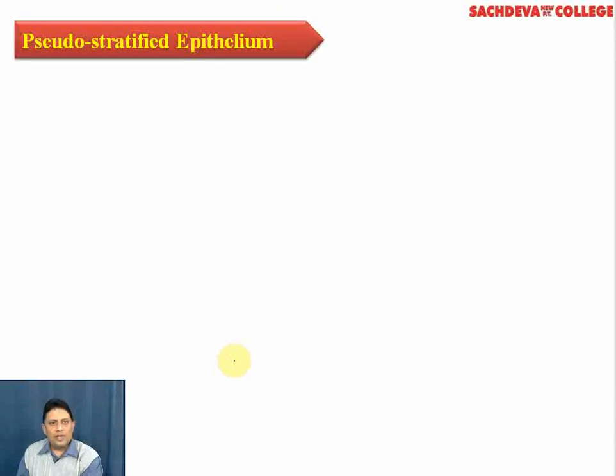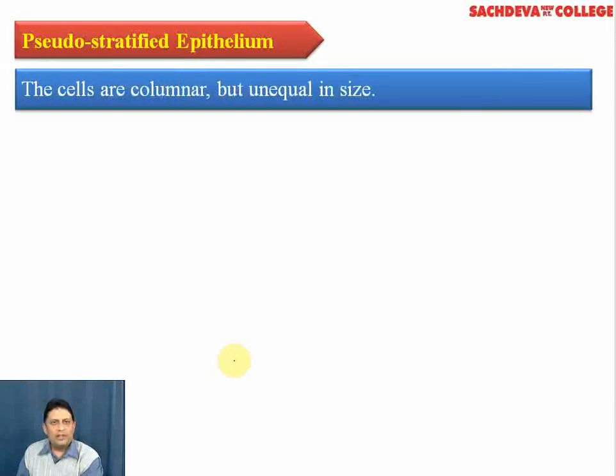Coming to the fifth type of epithelium, which is the pseudostratified. As you can see, the cells are of columnar shape. So the shape is similar to columnar epithelium, but the cells are of unequal size. So you can have one cell of this length and another cell can be only of this length. Therefore, the nucleus will also be at variable levels.